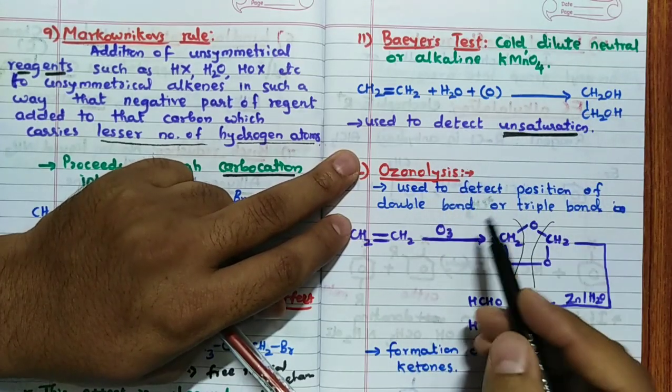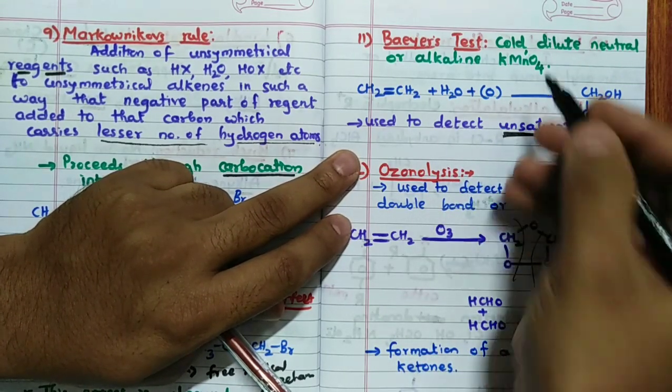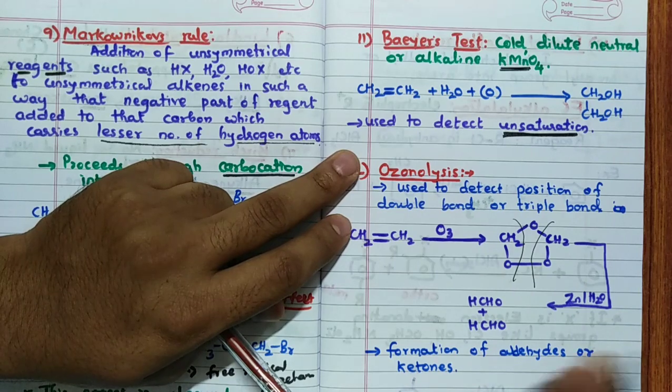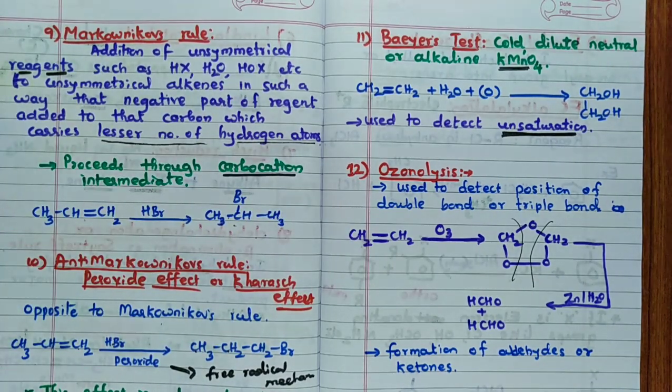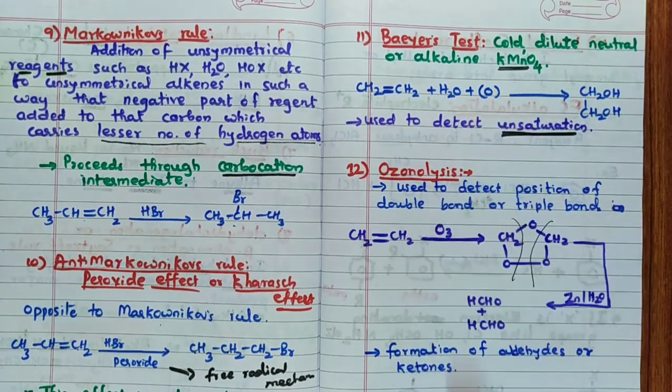In the course of this reaction, remember, the KMnO4 color decolorizes. The almost violet color will decolorize. Remember, that is the unsaturation test.